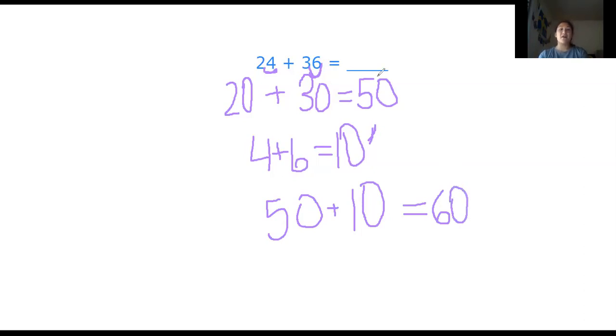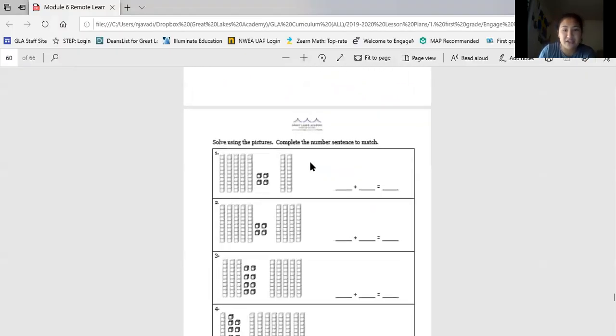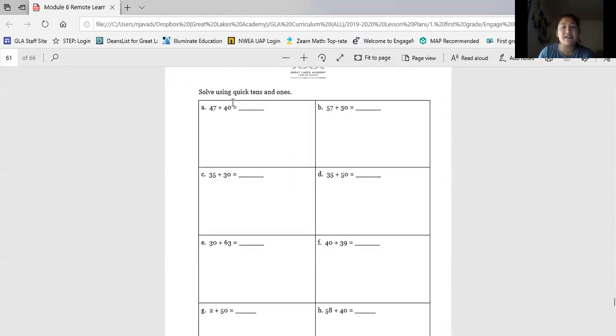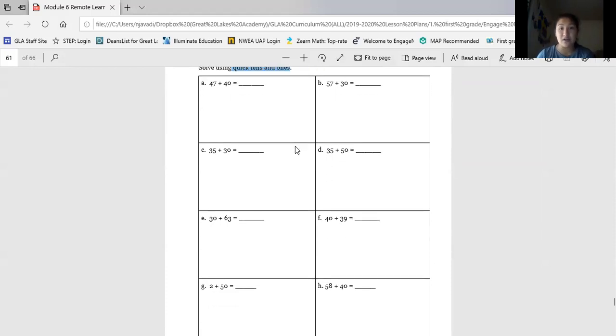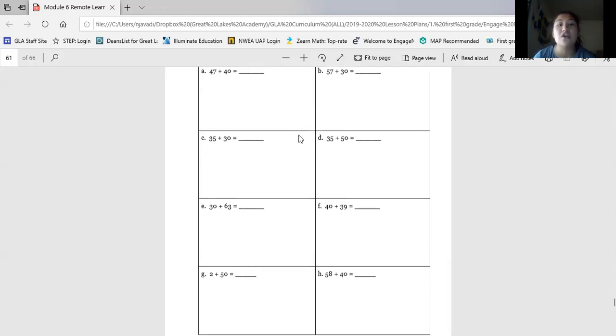Scholars, nice job on all your hard work. Let's look at the packet one more time. When you are going through your independent practice, at first they give you some pictures to help solve these problems. Then down here it says solve using quick tens and ones. I want to make it clear that you do not have to use quick tens and ones to solve these problems. You can use any of the strategies that we talked about today.